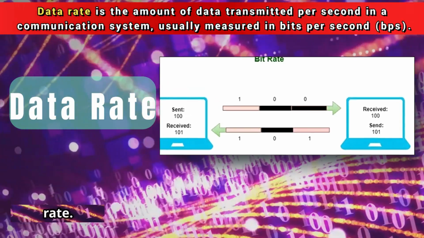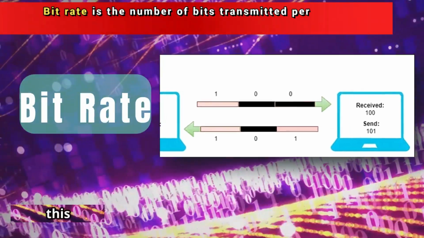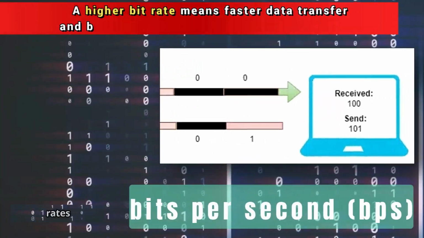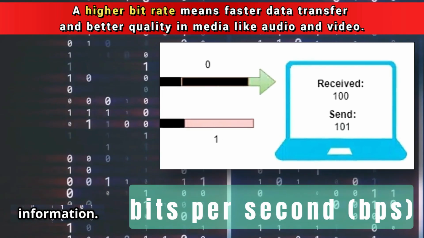Next, data rate, also known as bit rate. This is the amount of data transmitted per second measured in bits per second. Higher data rates mean faster transmission of information.